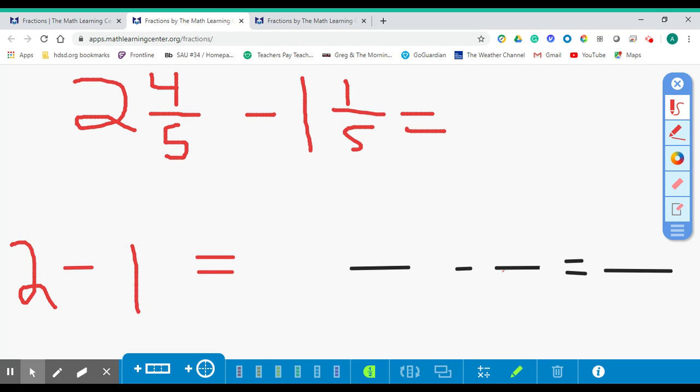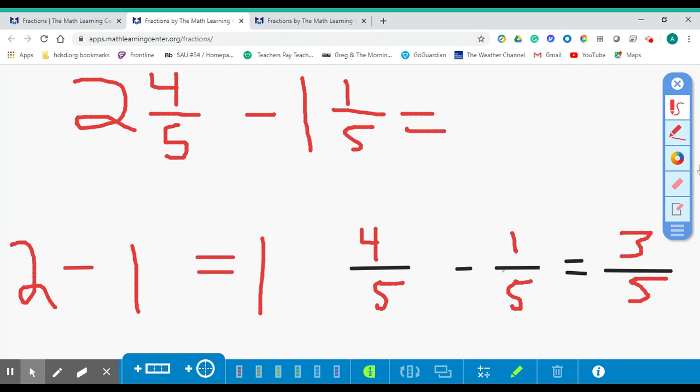And we know 2 minus 1 equals 1. Pretty easy. Now, our fraction is 4/5. We're going to put our fraction here, minus our other fraction of 1/5. And we know that when we're subtracting fractions, we only subtract our top numbers, which are our numerators. Our denominators stay the same. So 5 is going to continue down here. 4 minus 1 equals 3.